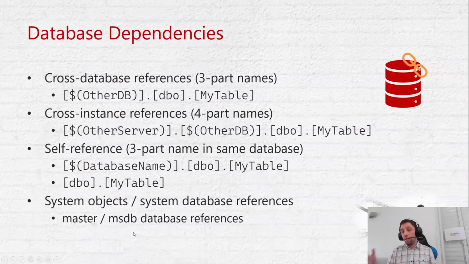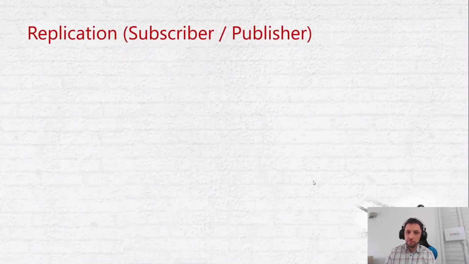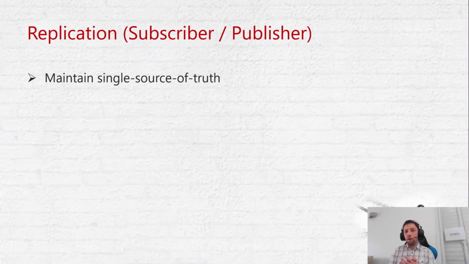And then you would have proper references to those objects. SSDT will recognize them, and the build will go okay. Now let's talk about those edge cases that I mentioned earlier. So the first one is replication. What if you have replication and you have a subscriber and a publisher? Where do you save the objects?